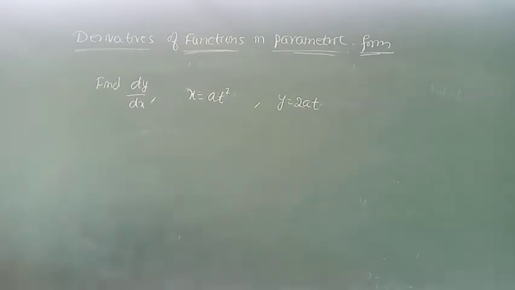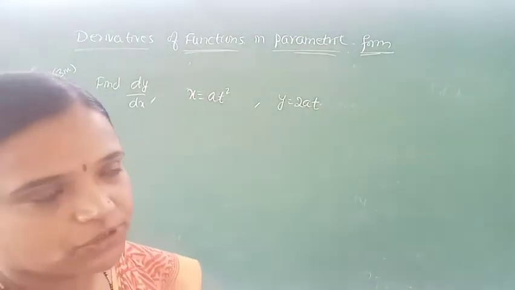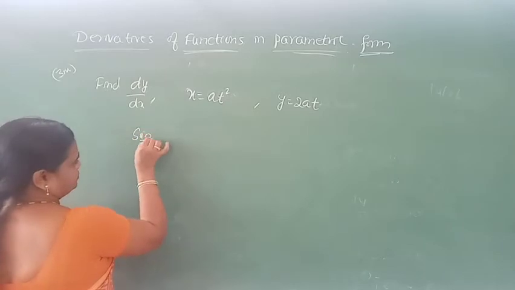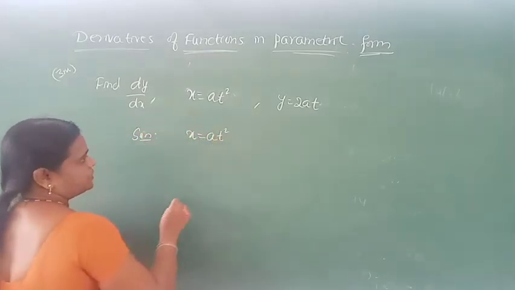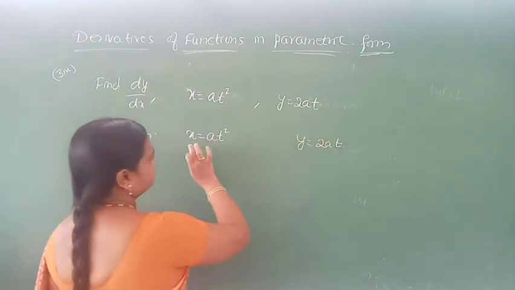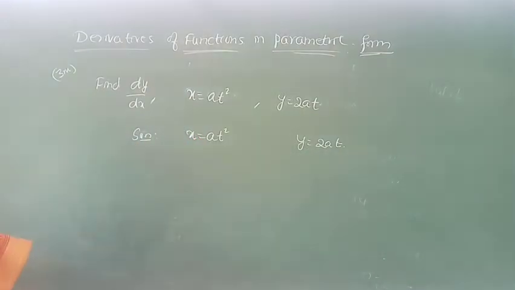Usually such types of examples based on a parameter are given as a 3 marks question in the annual exam. Remember, this example is based on a 3 marks question. Solution: given x is at square, y is 2at. Means x is a function of t, y is a function of t. Here t is the variable.